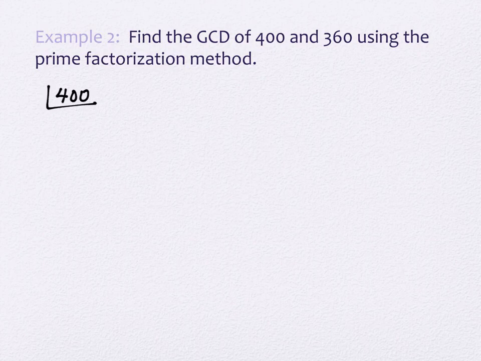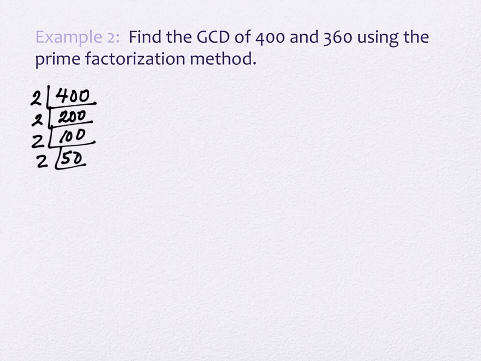So we're going to do 400. 400 divides by 2 and gives me 200, which divides by 2 and gives me 100, which divides by 2 and gives me 50, and divides by 2 and gives me 25, and I get 5 and 5.